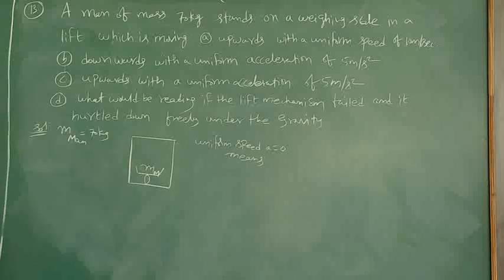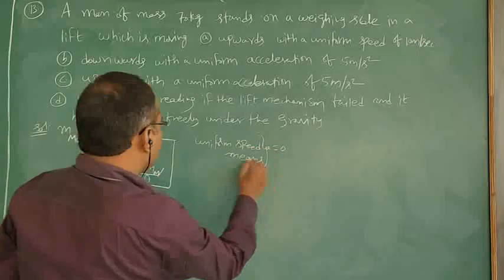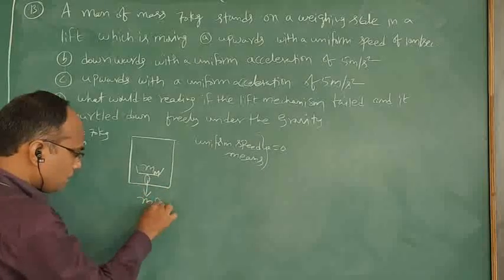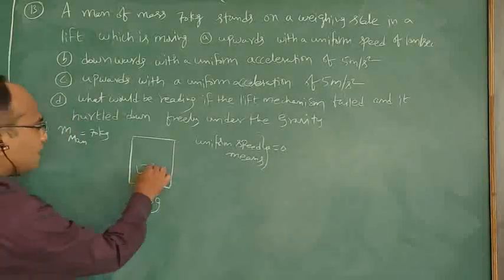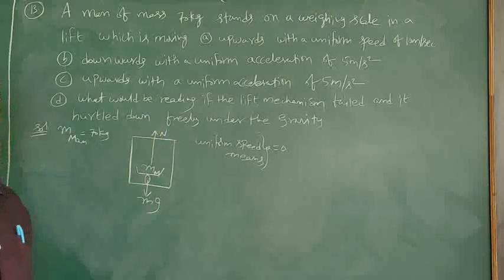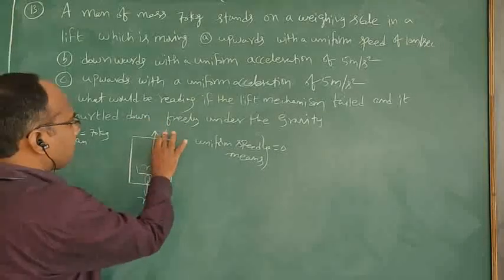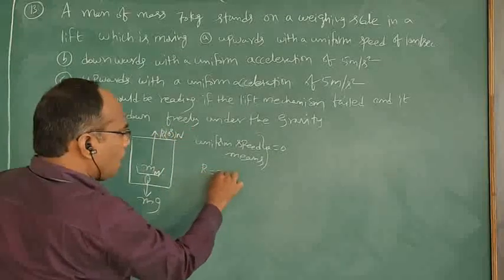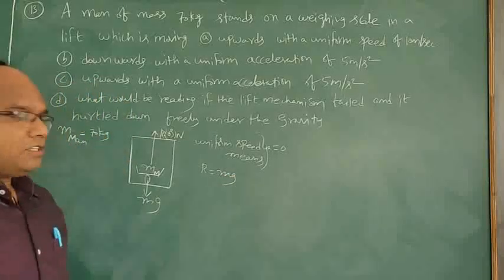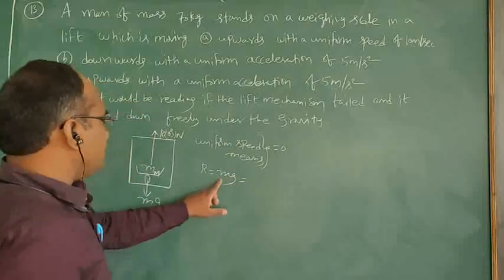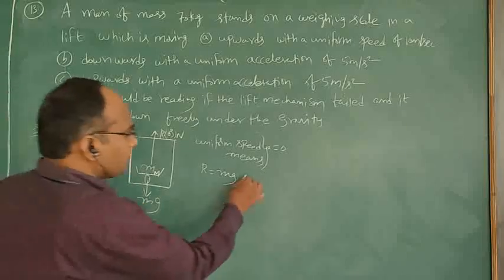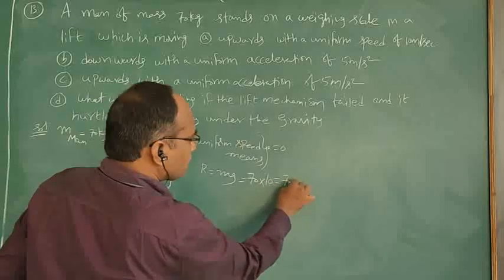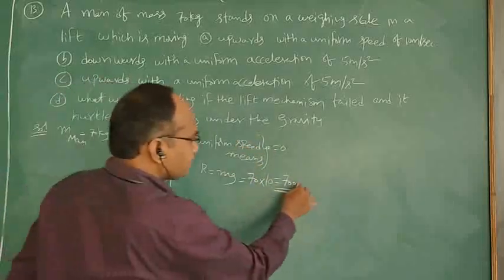So what is the meaning of this one? What we are studying is this: mg and this is the normal reaction. I'll write it as R here. So R is equal to m into g. The mass of the man is 70, into g, acceleration due to gravity 10. Therefore the answer is 700 newtons.